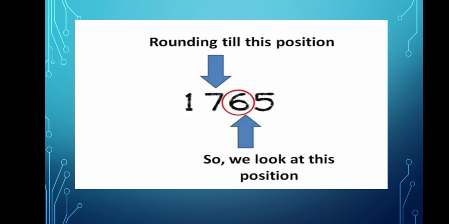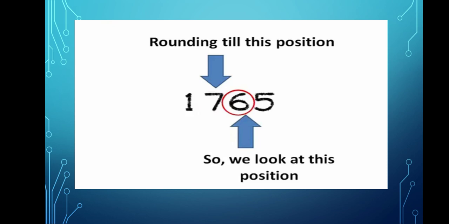When rounding a number to a certain position, just look at the position to its right. This is an important thing you must always keep in mind.